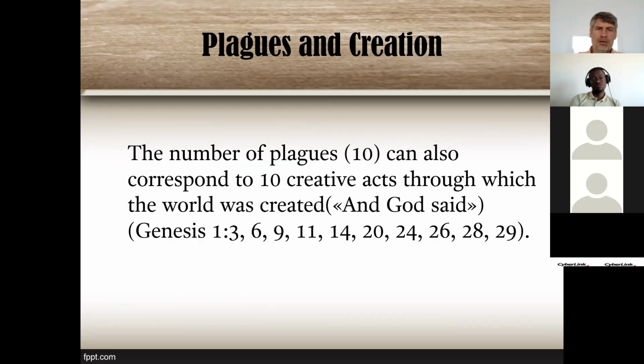And the number of plagues, 10, can also correspond to the 10 creative acts through which the world was created. "And God said" is repeated 10 times. So it looks like this punishment on Egypt was like a creation, or a second creation, in which God creates something. His creativity was manifested here. Now, do you have any questions?